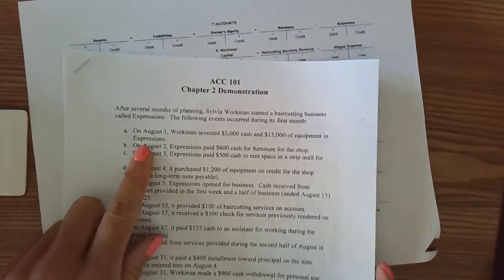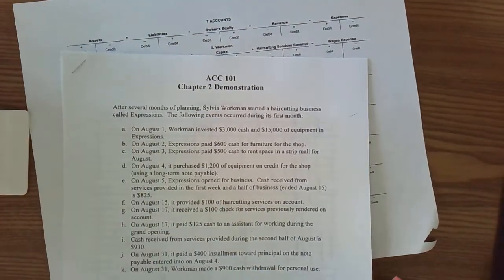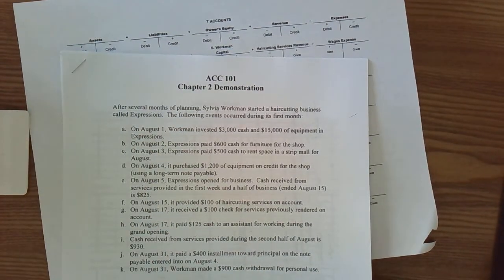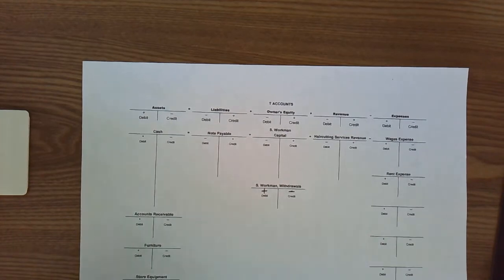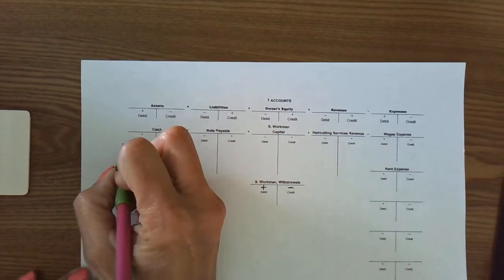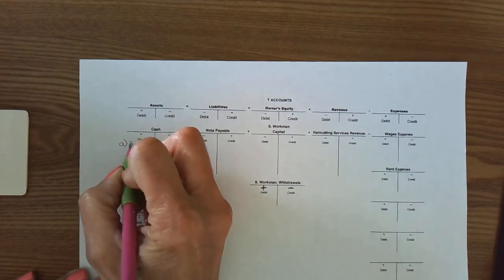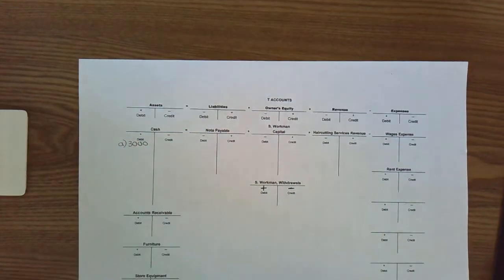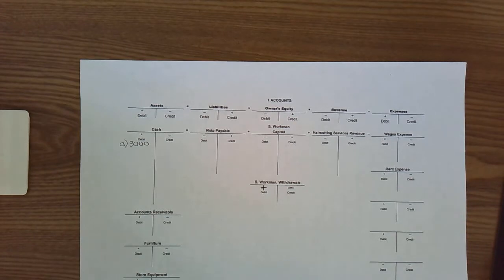So our first transaction is that Workman invested $3,000 cash and $15,000 of equipment in Expressions. Now remember, when we have the owner invest money into the company, we're going to add the cash. So let's go ahead, and with our T account for cash, we're going to add to cash. That goes on the left. I'm going to put a letter A here and 3,000. Again, just like Chapter 1, no .00, no dollar signs.